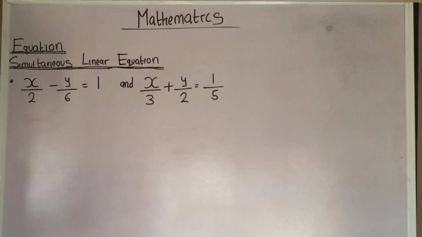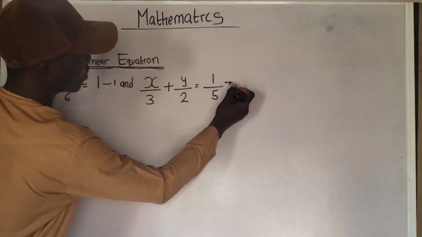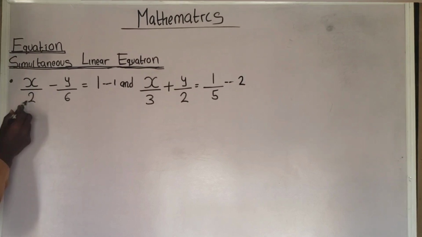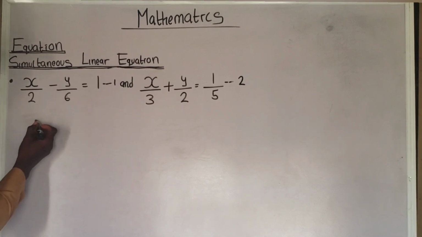The first step is that we are going to take the LCM. Let's start with the first equation, which we call equation 1, and let us call the other equation 2. The LCM simply means least common multiple. The LCM of 6 and 2 is 6, because 6 is divisible by both 6 and 2.